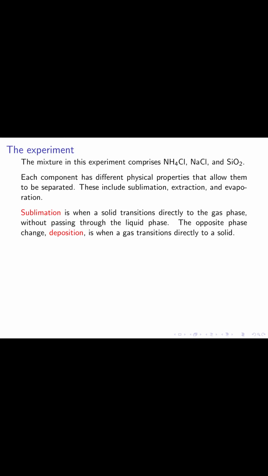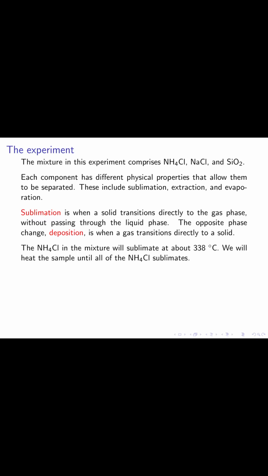Sublimation is when a solid transitions directly to the gas phase without passing through the liquid phase. The opposite phase change, called deposition, is when a gas transitions directly to a solid. The ammonium chloride in the mixture will sublimate at about 338 degrees Celsius. To accomplish this, we will heat the sample until all of the ammonium chloride sublimates.